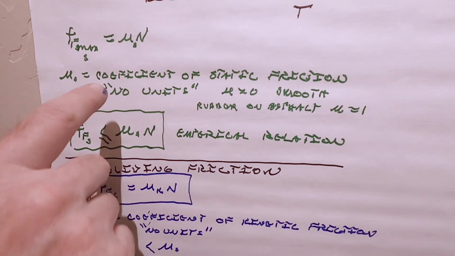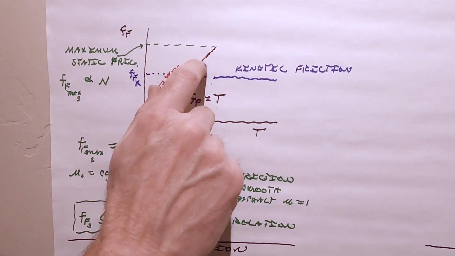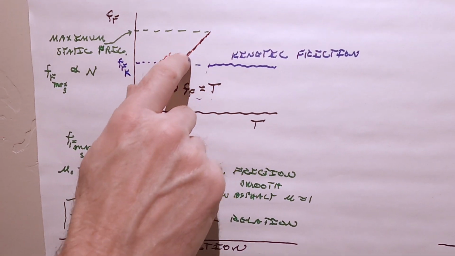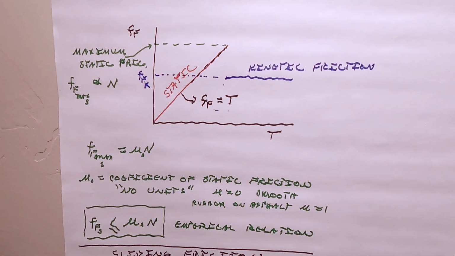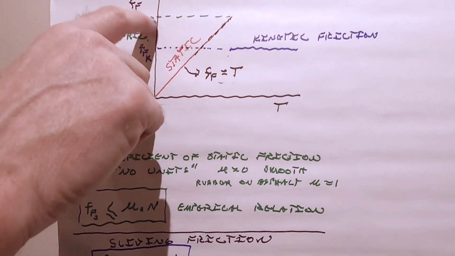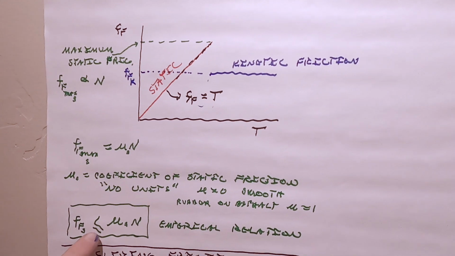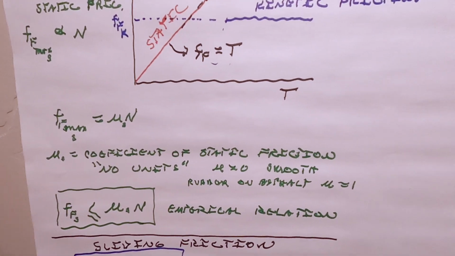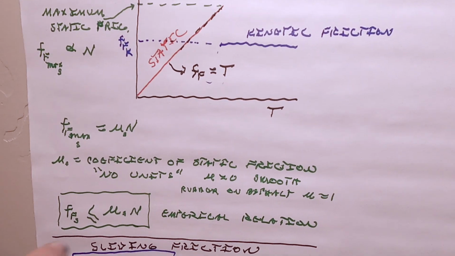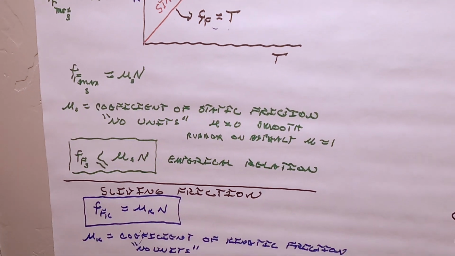Okay. Now, that's only for this point right here. But all these other cases right here, that's the true friction. That was only on the verge of slipping. So in general, the friction is below or less than or equal to that. It's down in here. So the static frictional force is less than or equal to mu s n. And this is an empirical relation right here between the friction and the normal.